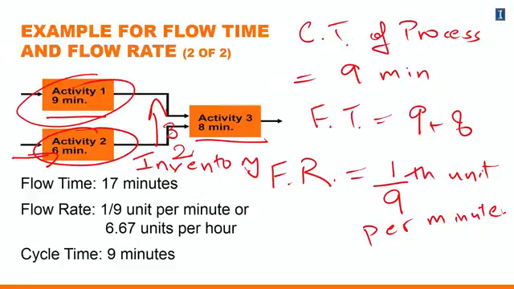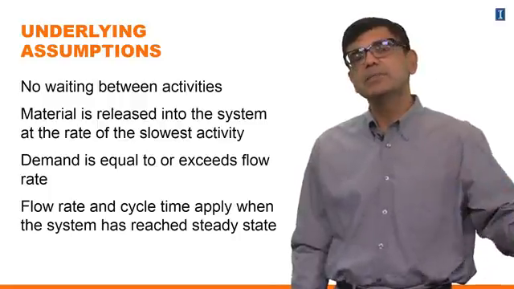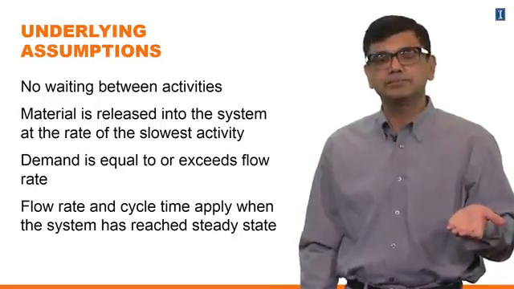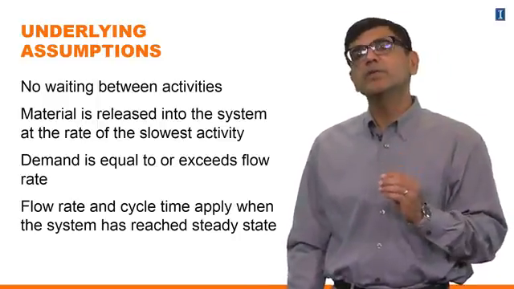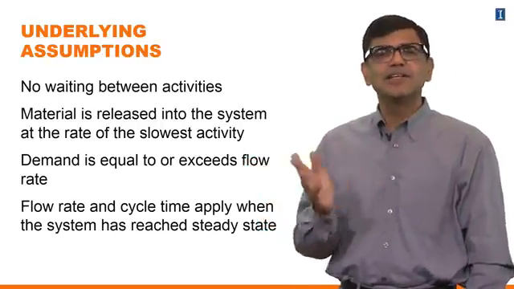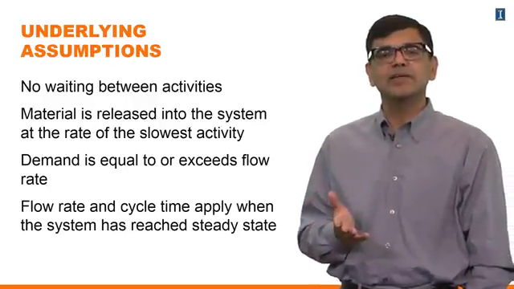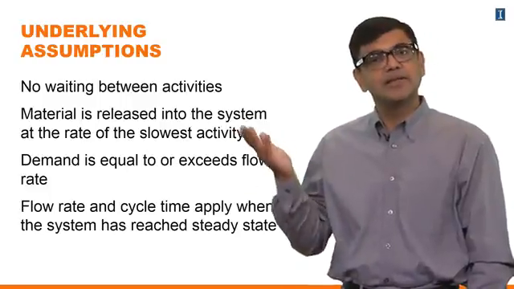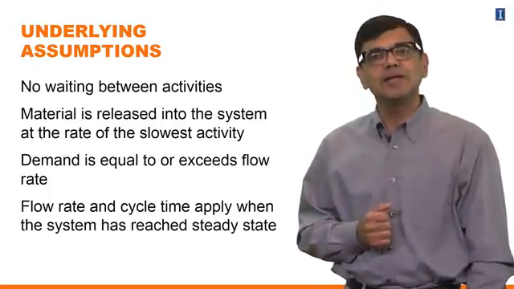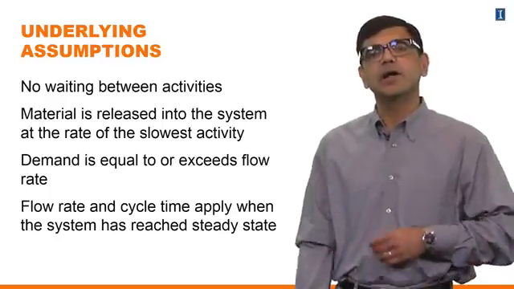So in summary, what you're implying as an assumption is that the material being released into the system is being released at the rate of the slowest activity. What we're also assuming here is that there is enough demand for consumption of these lamps. That's an assumption that you don't necessarily need to make for any of the calculations, but we're hoping that demand is not the bottleneck. If the demand was less than the flow rate that we had for this process, then the demand would be the bottleneck, and you would be producing at the rate of that bottleneck.